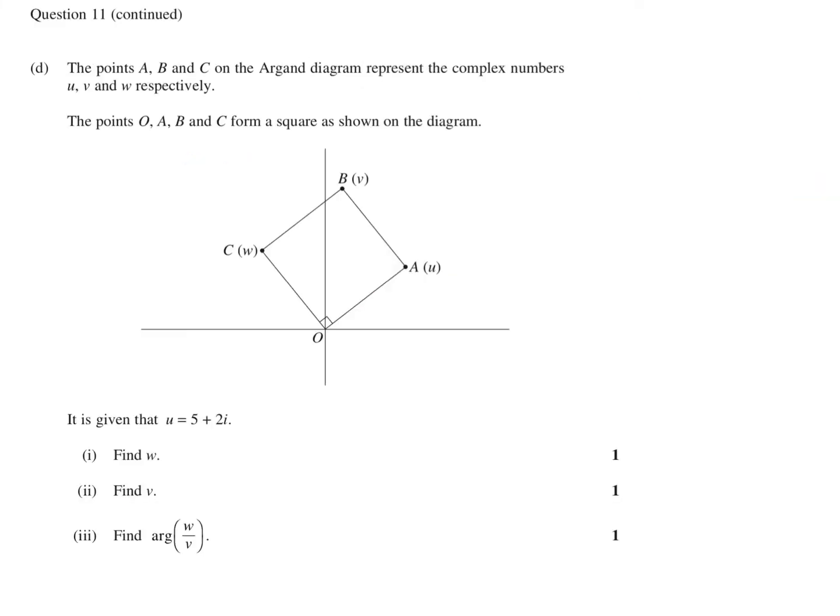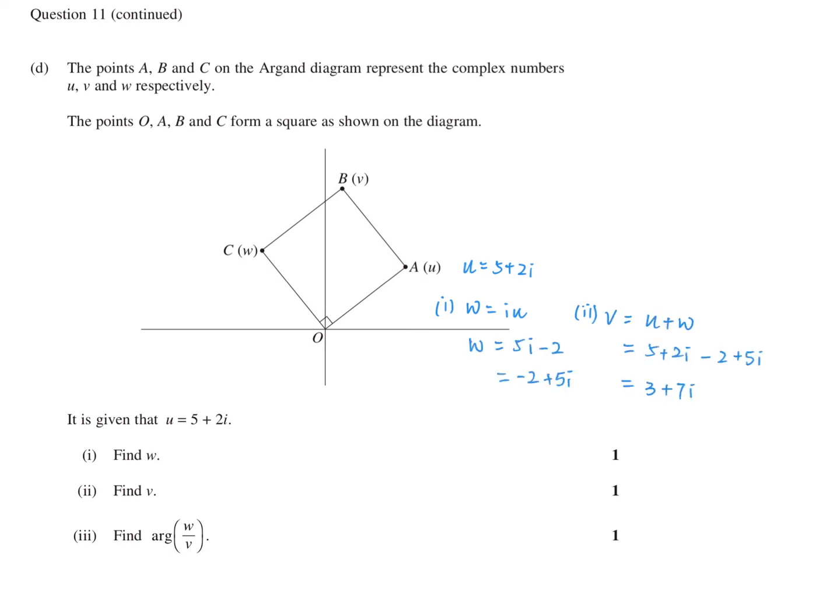Question D gives you points A, B, C on the Argand diagram, and these A, B, C represent complex numbers U, V, and W with U equals 5 plus 2i. The question asks you to find the values of W and V. Since ABCO is a square, and we know that U, after a rotation of an angle pi over 2, goes to W, W should equal i times U. We also know that U plus W goes to V. Therefore, V should equal U plus W.